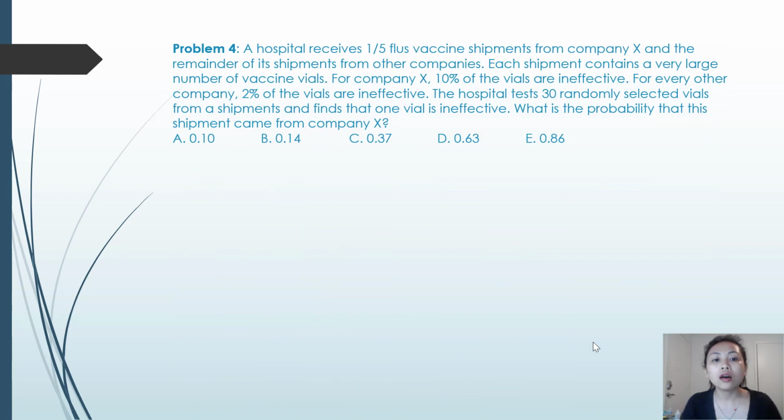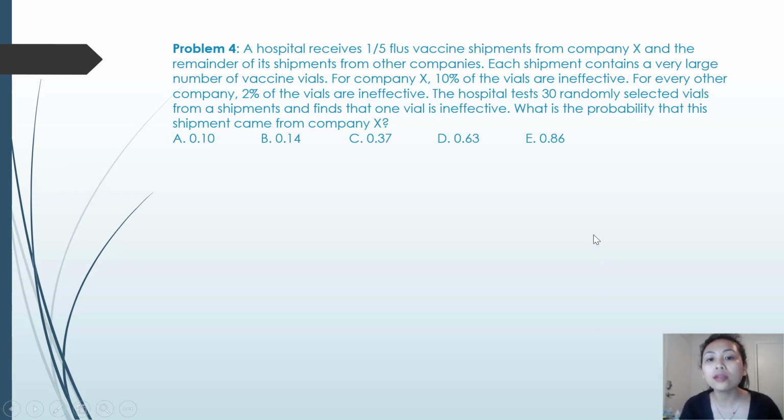Problem number 4. A hospital received 1/5 of its vaccine shipments from company X and the remainder of its shipments from other companies. Each shipment contains a very large number of vaccine vials. For company X, 10% of vials are ineffective. For every other company, 2% of vials are ineffective. The hospital tests 30 randomly selected vials from a shipment and finds that one vial is ineffective. What is the probability that this shipment came from company X?